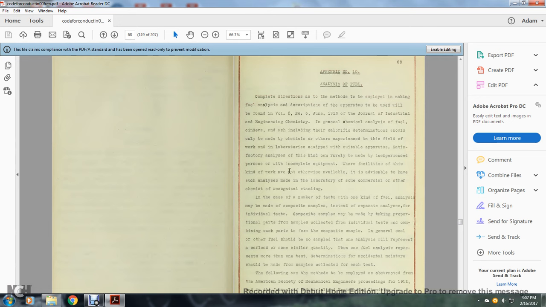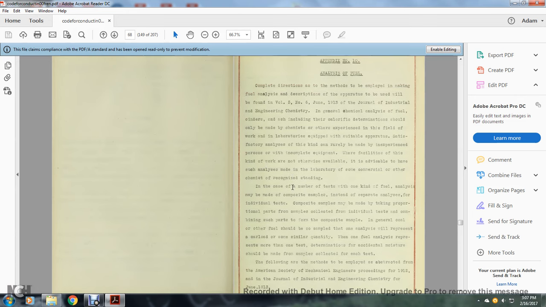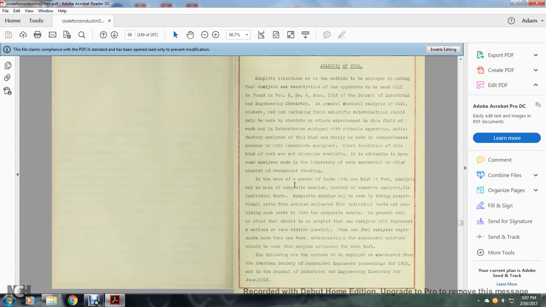Such facilities for the kind of work, if otherwise available, make it advisable to have such analysis made with the laboratory. Some of the commercial other chemists require recognized standing. In the case of a number of tests, the analysis may be made on a composite sample instead of a separate analysis for the individual test. Composite samples may be made by taking proportional parts of the sample selected with the individual test.